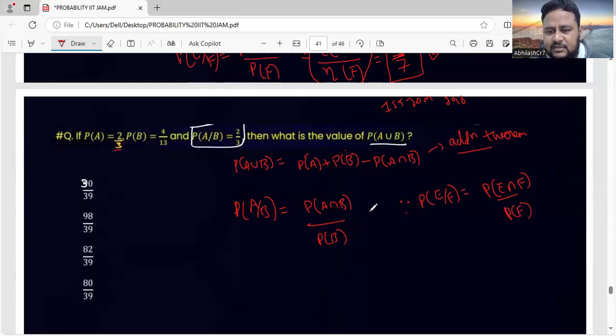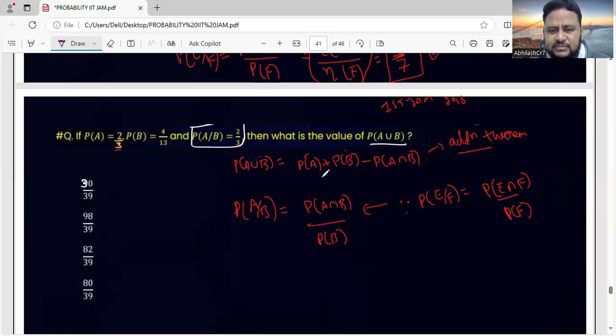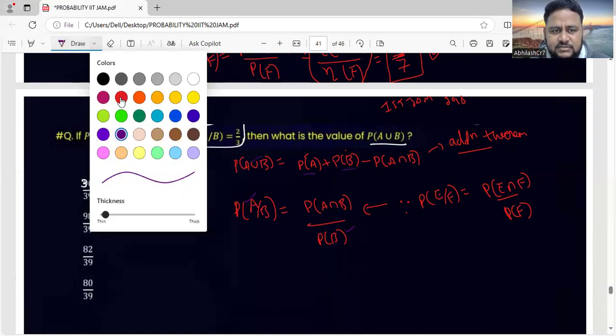The same thing I have written in terms of A and B because they are given in terms of A and B. Now, what are the things that they are given? In this formula, they were given this one and this one. This we don't know. We have to find out this one. They have given probability of B. Then apply it here. So, look at this, friends.